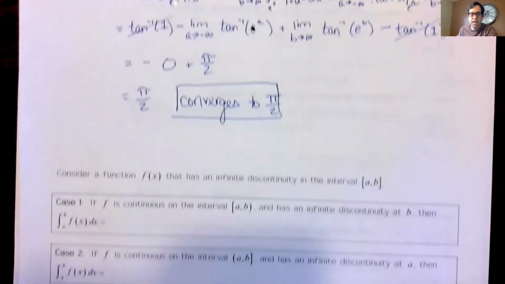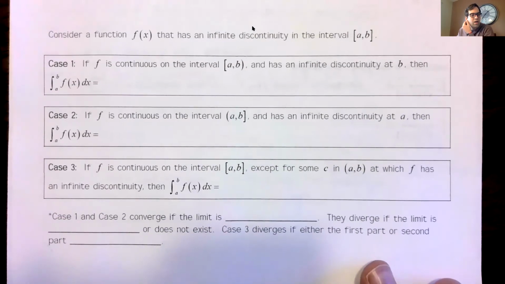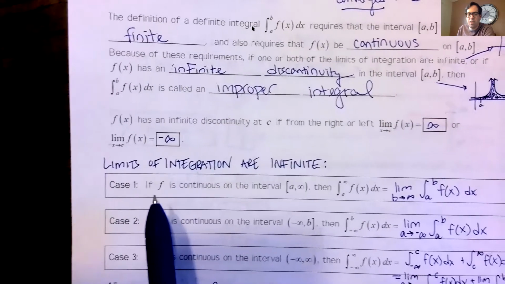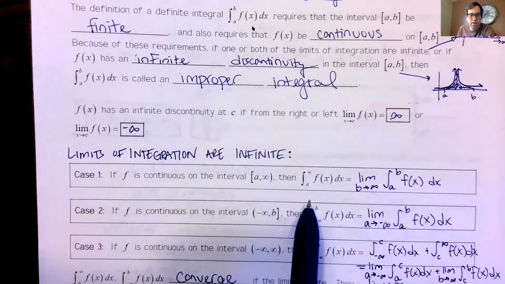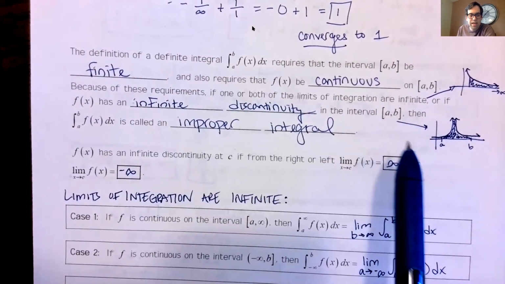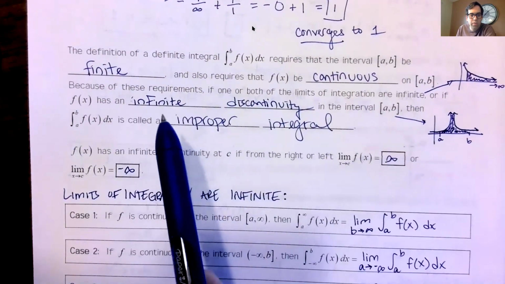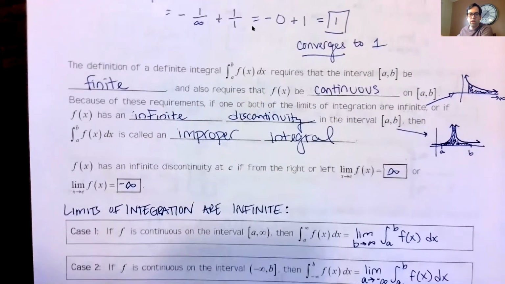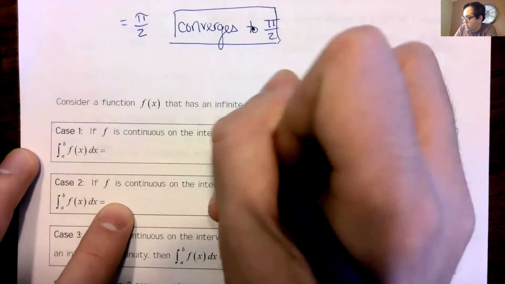All right. Next up, we are now going to look at the cases for when we have the infinite discontinuity. So if you think back to the first page, we talked about if the limits of the integration are infinite already. But remember, there was a second case or a second scenario when we have an improper integral, and that's when we have an infinite discontinuity somewhere in the interval. So we're going to refer to this next section as infinite discontinuity.